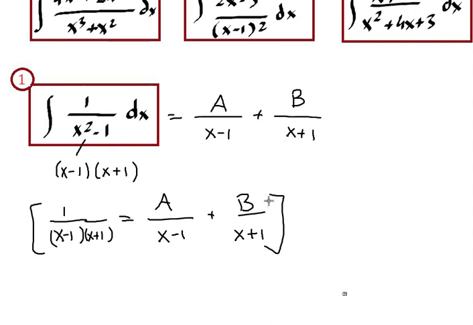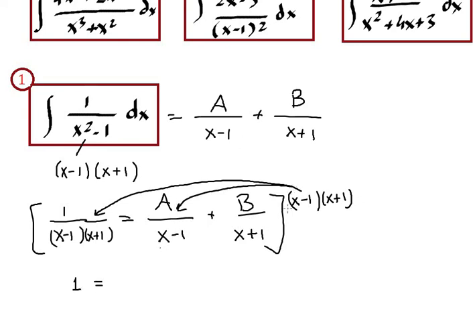Now we will multiply the whole equation by the LCD. Our LCD is x minus 1 times x plus 1. Multiplied by the first fraction, we obtain 1. Multiplied by the second fraction, this cancels out. We get a times x plus 1. Plus, multiplied by the third one, this time x plus 1 cancels: b times x minus 1.